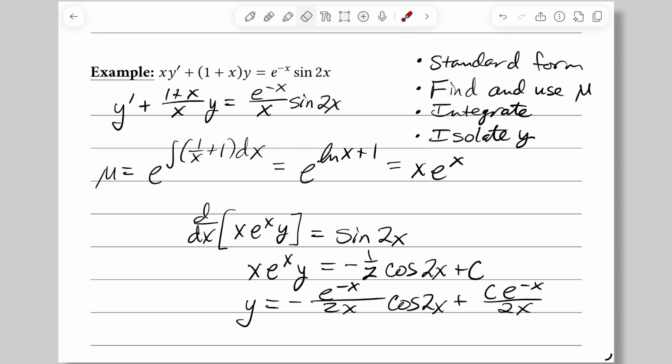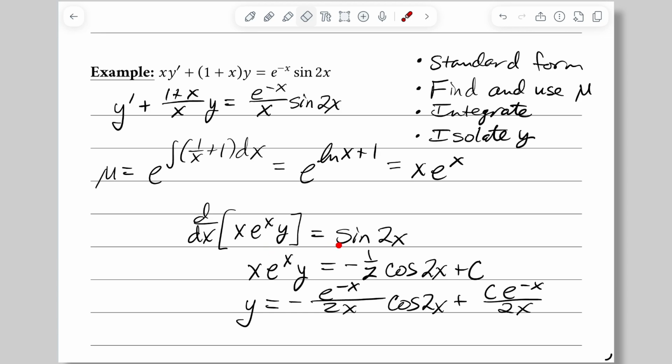Well, how'd you do? Standard form, we got y' + ((1 + x)/x)y = (e^(-x)/x) sin(2x). Our mu, after all is said and done, turns out to be xe^x using properties of exponents. And our left-hand side is the derivative with respect to x of xe^x y.